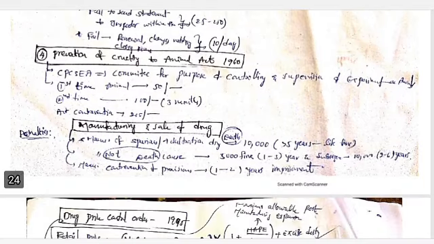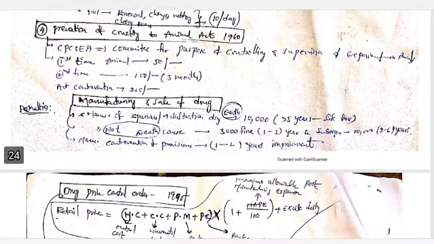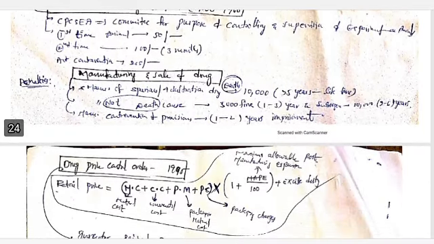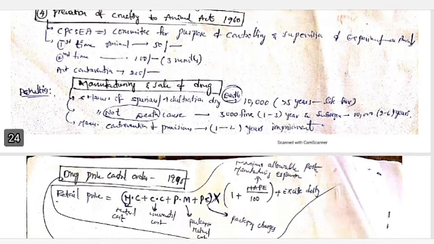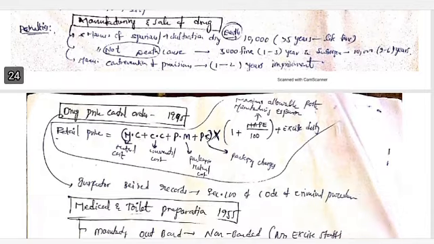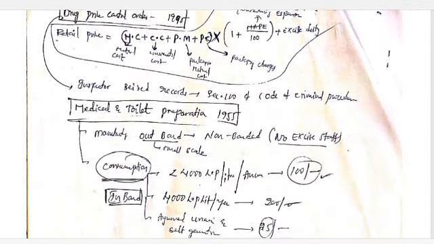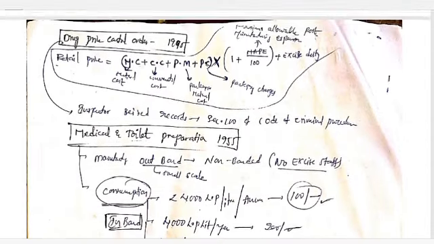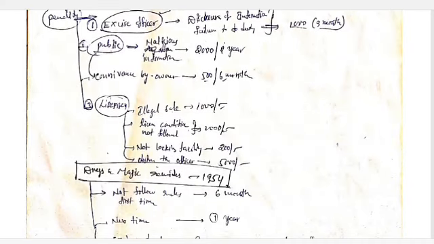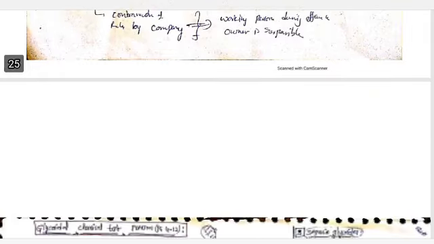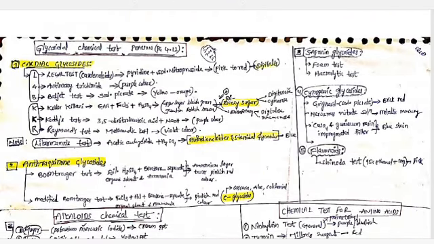And these are some of the penalties for cruelty to animals. This is some of the Drug Price Control Order, a formula also written. Medicinal and toilet preparations, you can see all the points I collected, and this is very important.